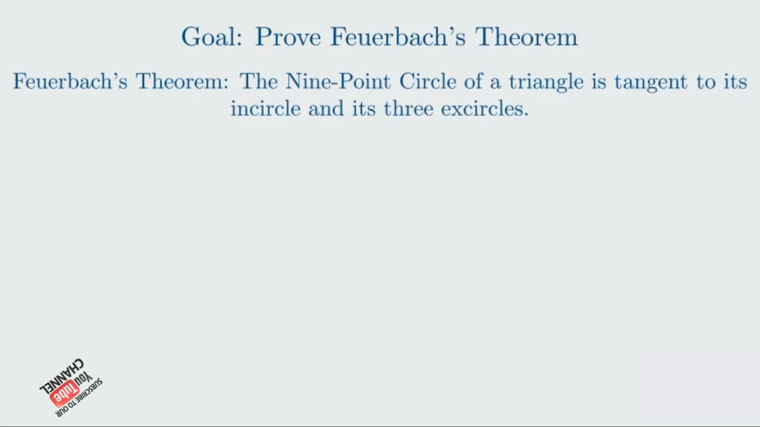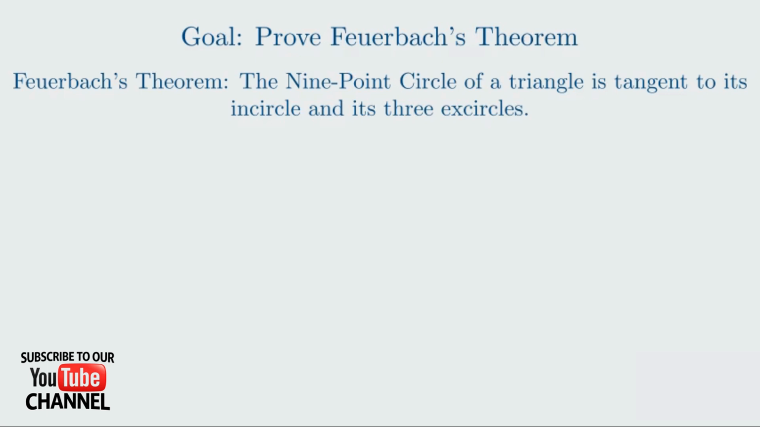It's a statement about a special circle associated with a triangle, called the 9-point circle. The theorem states that for any triangle, its 9-point circle is tangent to the triangle's incircle and all three of its excircles. This means it's simultaneously tangent to 4 other circles. It's an amazing result. Now, proving this theorem can be quite involved.